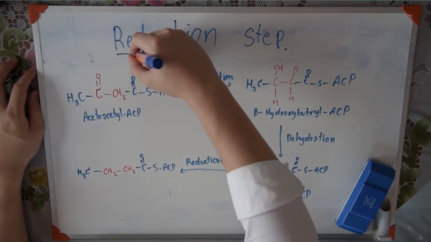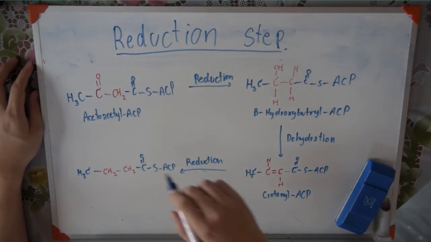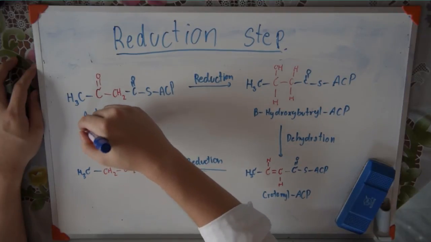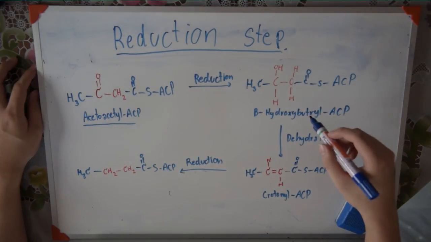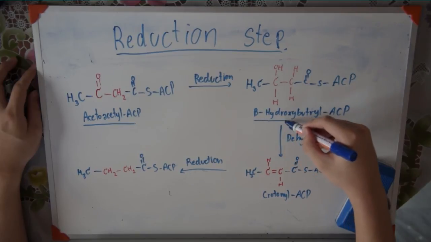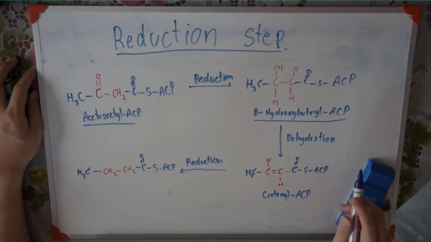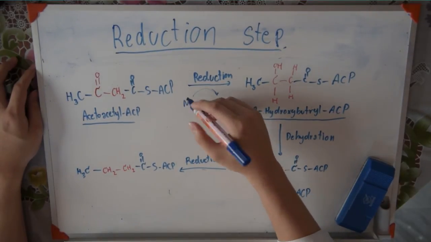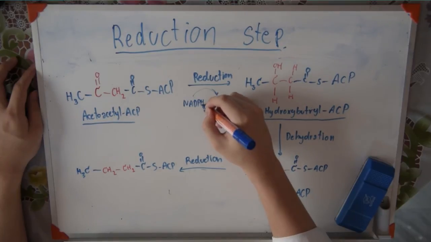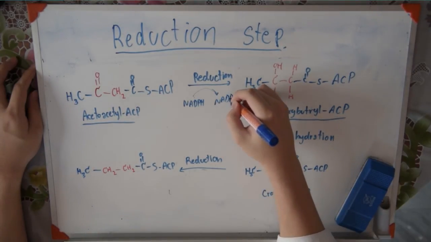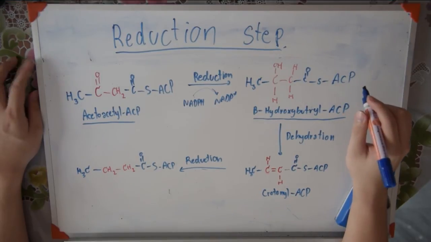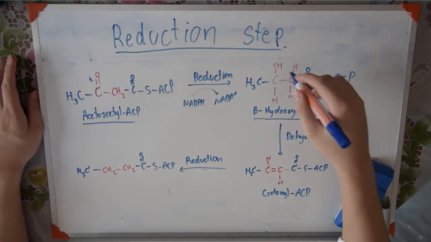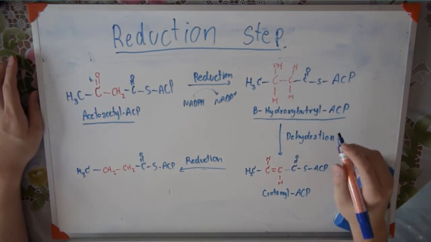Now we come to the reduction part. The first reduction step is the conversion of the acetoacetyl ACP to the beta-hydroxybutyryl ACP using NADPH, which becomes NADP plus. So this double bond, the oxygen double bond, will be replaced by the OH group.